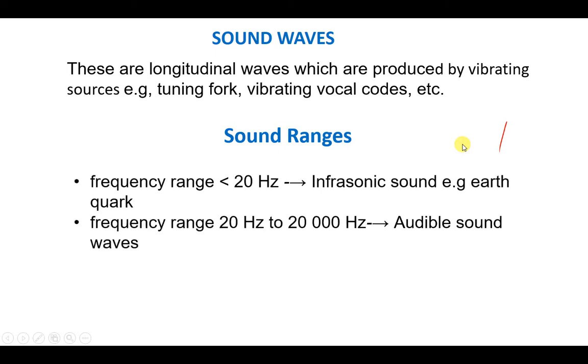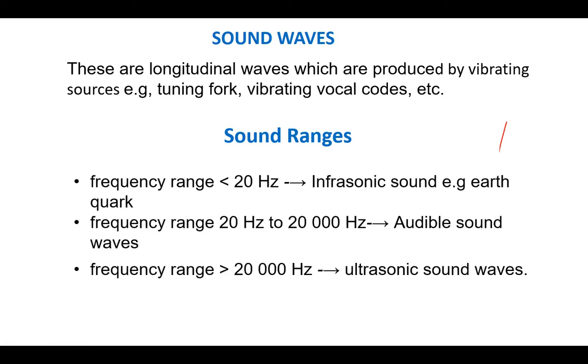So this is what I was just talking about. A sound range that is less than 20 Hz is called infrasonic sound, and an example there is the earthquake sound. Then we also have sound which ranges from 20 to 20,000 Hz, or 20 kilohertz. This one is called the audible sound waves.